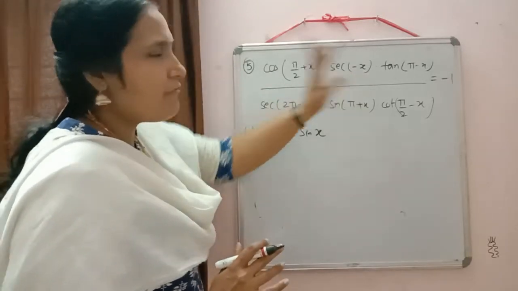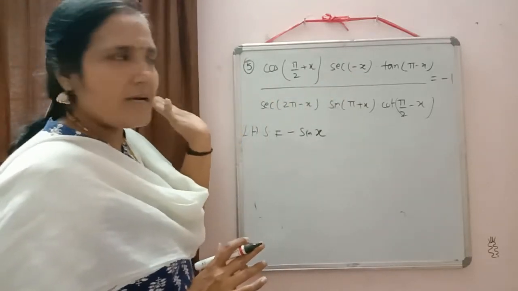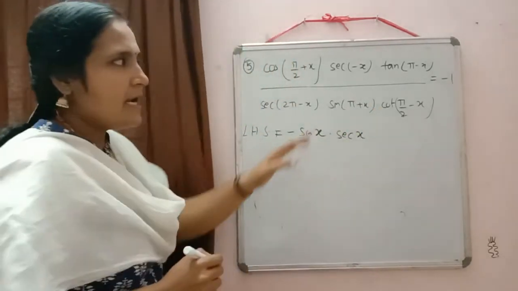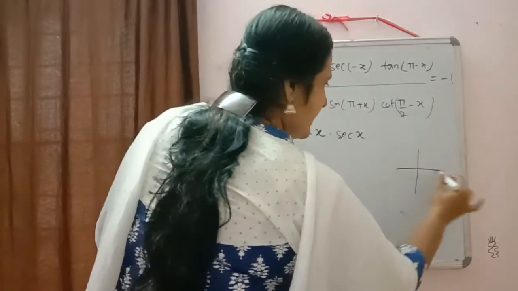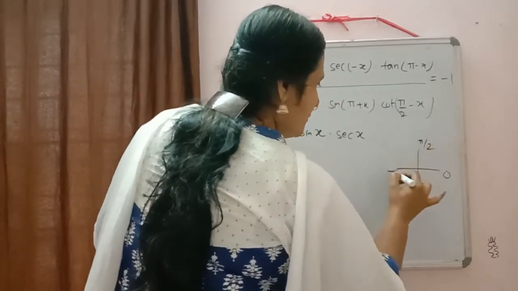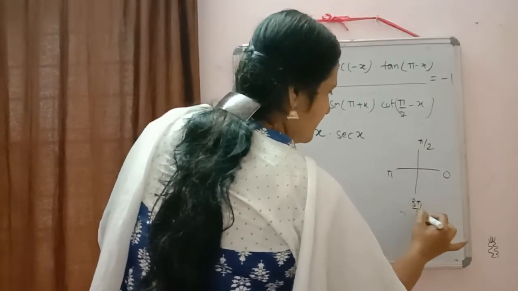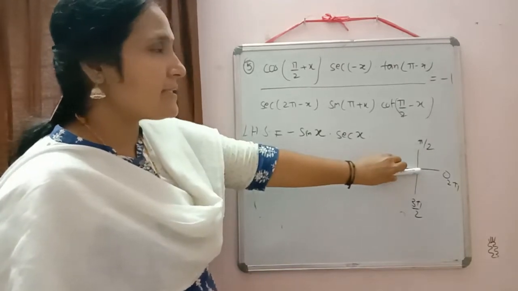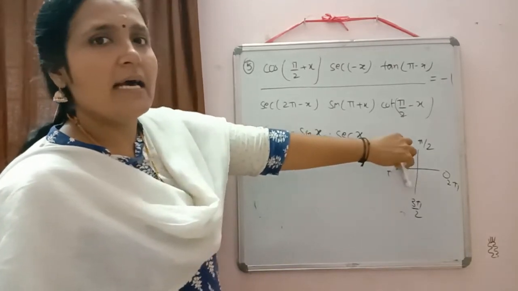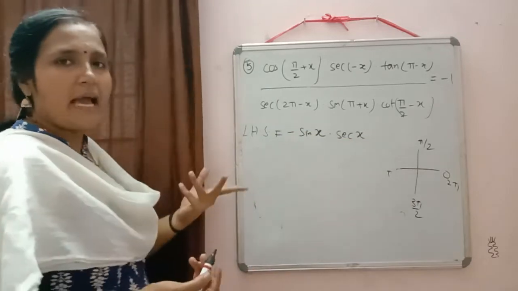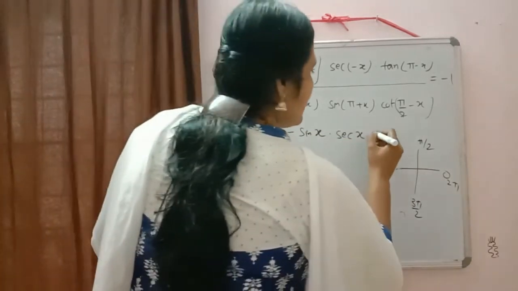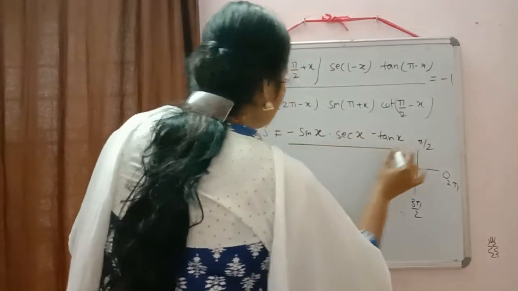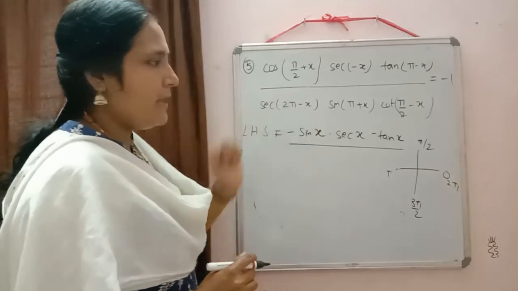What will be sec of −θ? Sec θ only, so we'll rewrite it as sec x only. Then next tan(π − x). Here we have 0, π/2, π, here 3π/2, again here we have 2π. So π means we are here, minus we are doing. So where we will go? Second quadrant, and in the second quadrant tan is negative. So it will be equal to −tan x, whole divided by sec(2π − x).